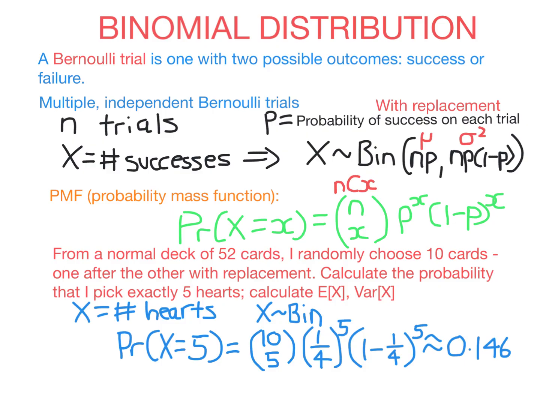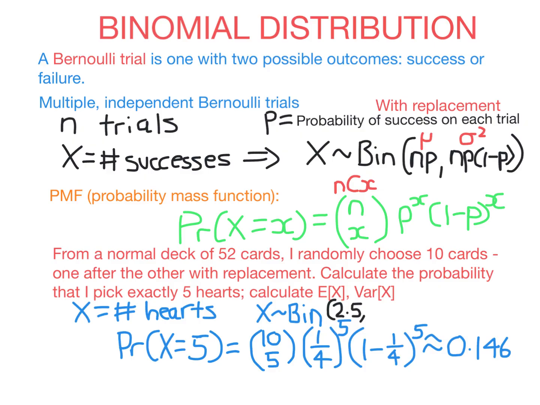Now, the expected value is just n times p. So n is 10, p is a quarter, 10 times a quarter is 2.5. I expect 2.5 hearts. Of course, that's not actually possible, to get a half number of hearts. But what it means is if I performed this experiment many times, on average, I expect that I'd pick 2.5 hearts each time. So that's the expected value.